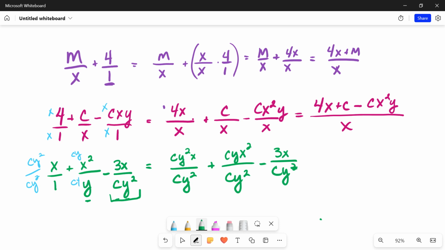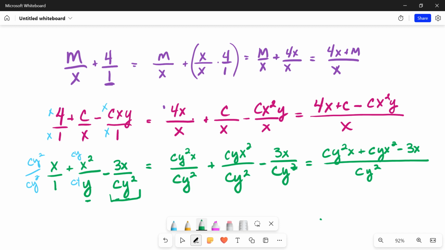Now all I'm going to do is combine my terms on the top. None of them are the same. The first term has a y squared and a single x. The second term has a y and an x squared, so I can't combine them. So the best that I can do is say cy squared x plus cyx squared minus 3x, and then all of that is going to be over cy squared. Okay? All right, so those are some examples of what that is going to look like.